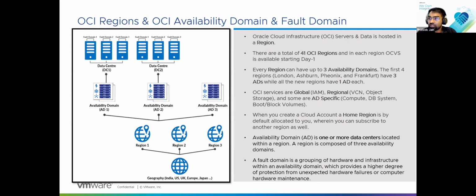So this is how the general architecture of an OCI region looks. You have multiple geographical locations. We have regions in North America, Europe, Asia Pacific, India, and Australia as well. And in all of these geographical locations, you have multiple regions. So as of today, we have 45 regions. And each of these regions has different availability domains.